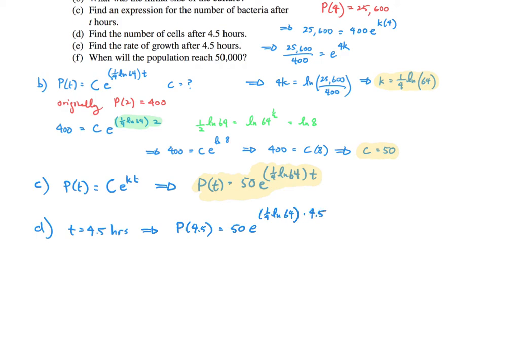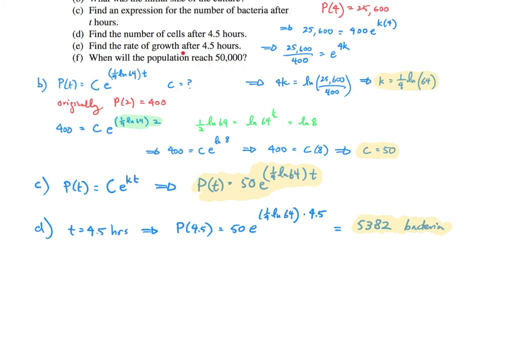And when we plug this into our calculator, we are going to get a rounded value of 5,382. I guess we'll put some units, we'll put bacteria. And I'm going to highlight that answer there. Okay, great. Let's take a look at part E.